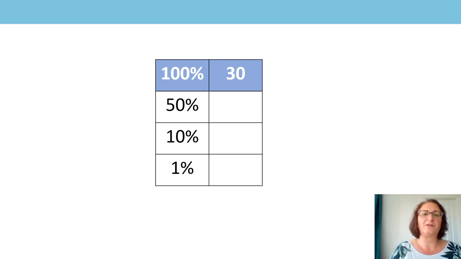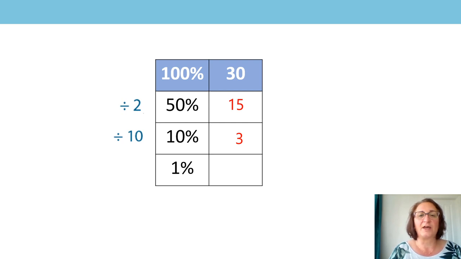So how could we complete this ratio table? Pause the video and have a go. Okay. To find 50%, we must divide the number by 2. 50% of 30 equals 15. To find 10%, we must divide the number by 10. 10% of 30 equals 3. To find 1%, we must divide the number by 100. So 1% of 30 equals 0.3. Were you correct? I'm sure you were.